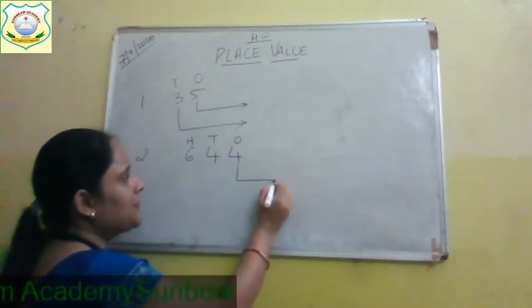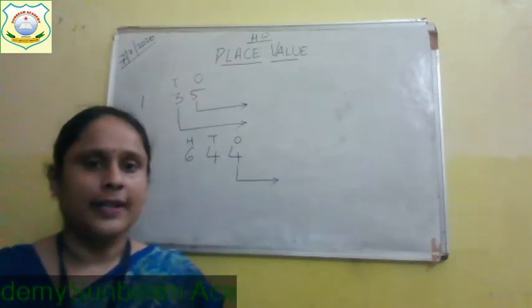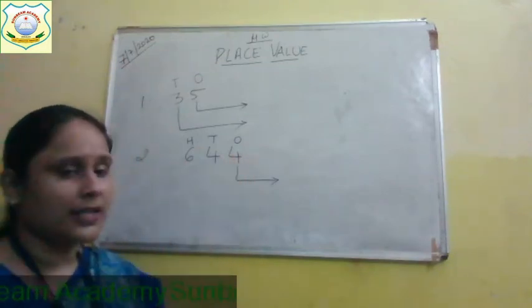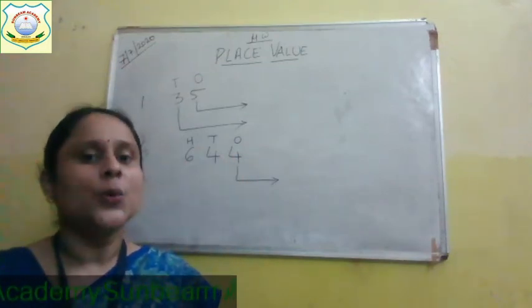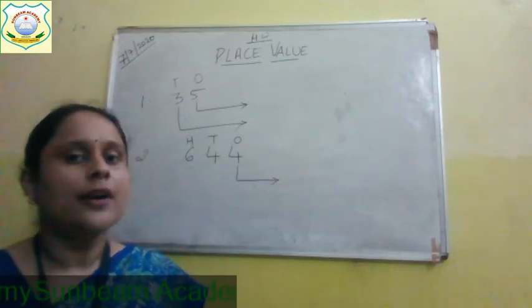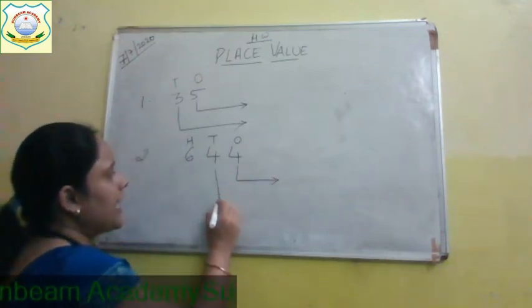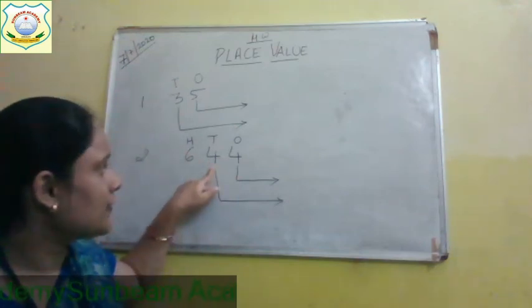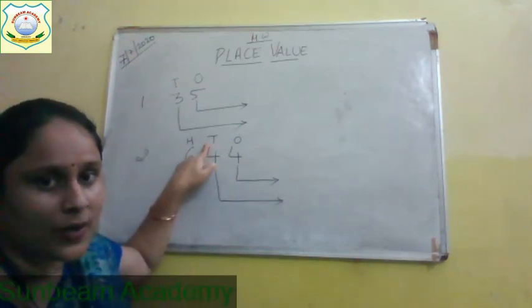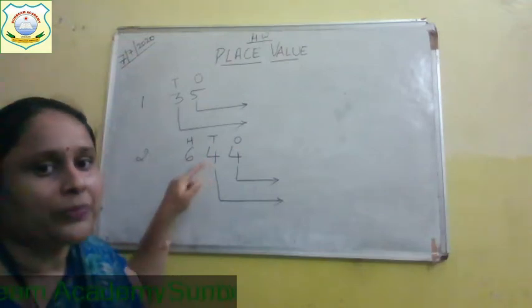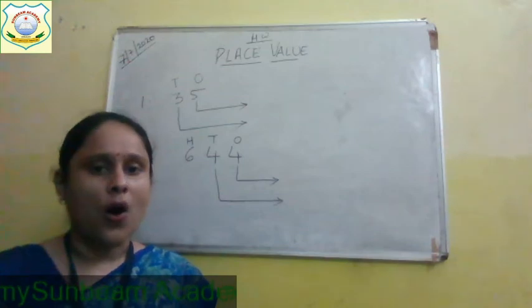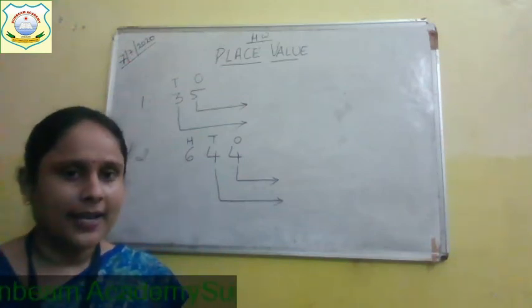Now, we will write the place value of this 4. In the question, you have to write the place value. So, what is the place value of this 4? 4 ones or 4. Then, we have to write the place value of this other 4. This 4 is in tens place. So, what is its place value? Yes, you guessed it correct. It's 4 tens or 40.